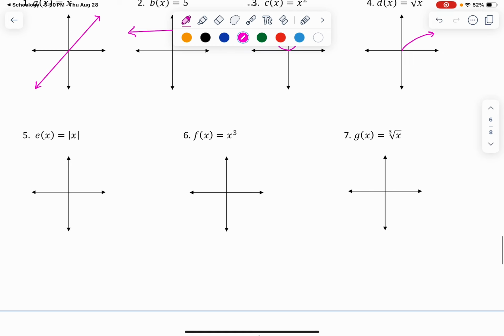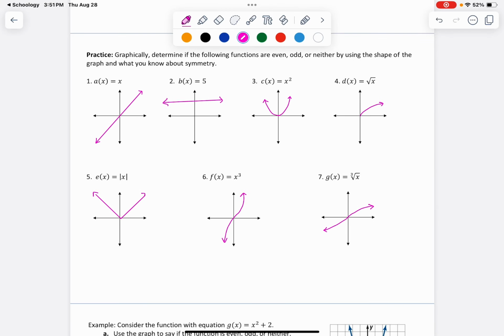Square root function. Absolute value function is V-shaped. Why does it look like it's moved up? Good enough. Cube function, like this. And then cube root function, like that. Okay, we graphed them, and now I want to know if they're even, odd, or neither, based on what we know about symmetry.